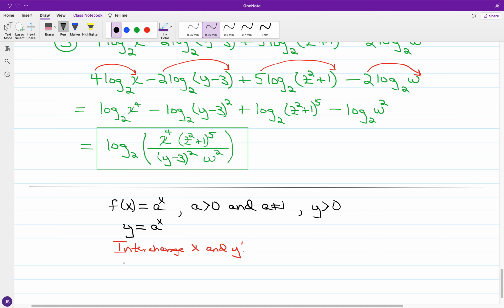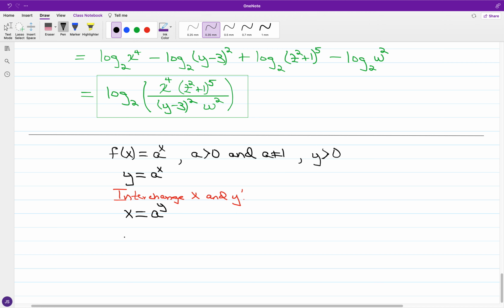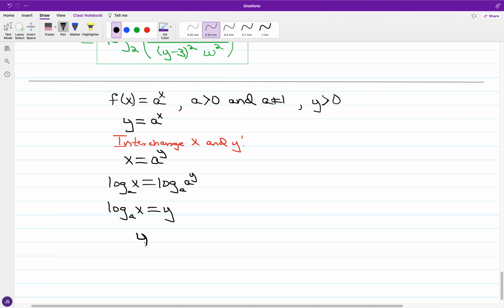Again, just interchanging x and y. And there is a property that's going to involve this part of the process, x equal to a to the y. And again, freeing up y, we're taking the base a logarithm of both sides, whereupon we have what leads to y is equal to the base a logarithm of x.